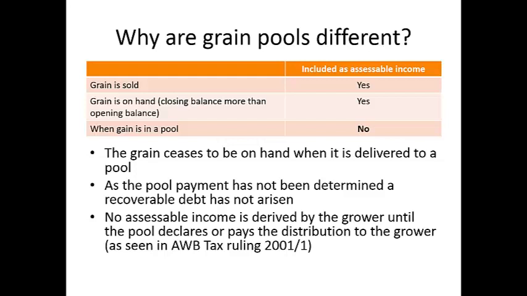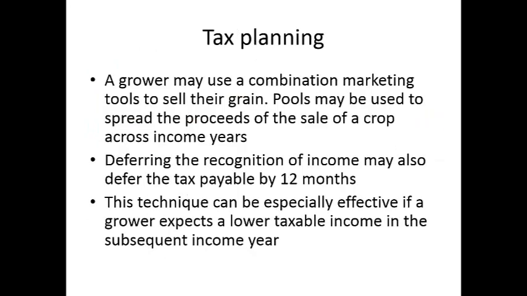It's not on hand anymore because it's not in the grower's possession. It's in the possession of the marketing firm in their silo. The grain isn't sold yet because the marketing firm hasn't calculated yet what the distribution or the pool payment is going to be. So if it's not sold and it's not on hand, then it's not included as assessable income in that income year. So as you can see, there is some scope for tax planning.